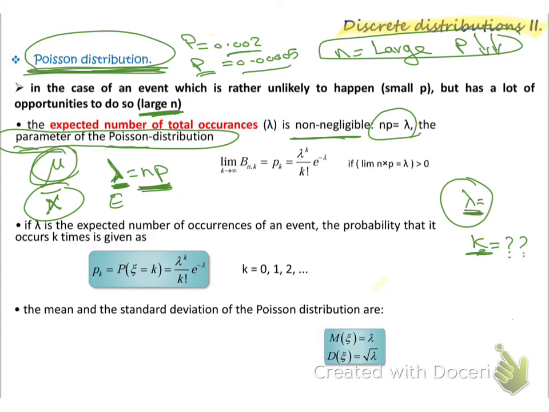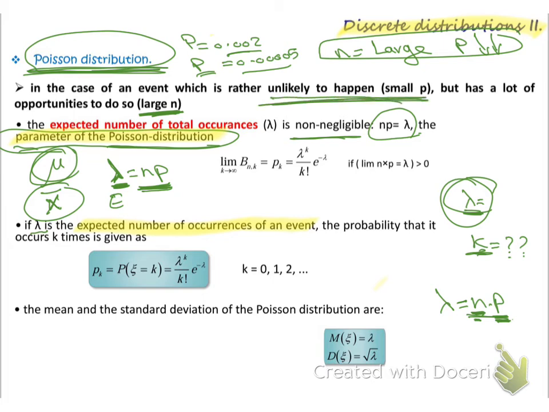Our point now is that lambda is called the parameter of the Poisson distribution, and lambda is also the expected number of occurrences of an event in this problem. So in every problem, we have the expected number. How can we calculate the expected number? Lambda equals np, the number of opportunities multiplied by the probability, which is very, very minor. The probability here is rather unlikely to happen, a very small probability.